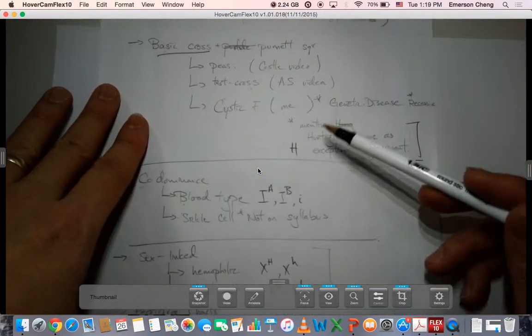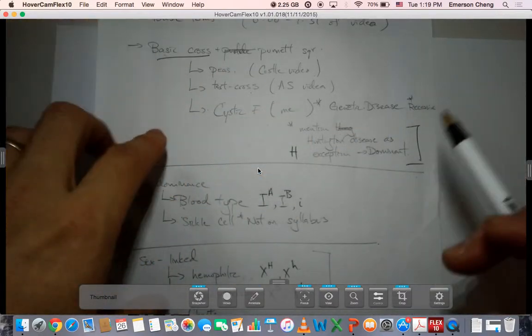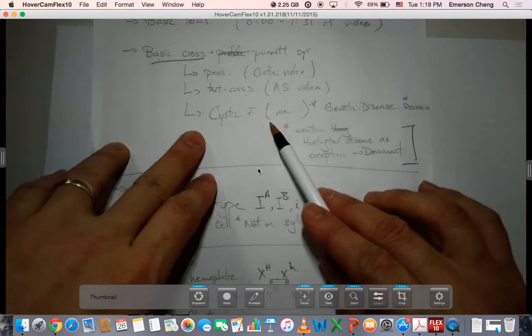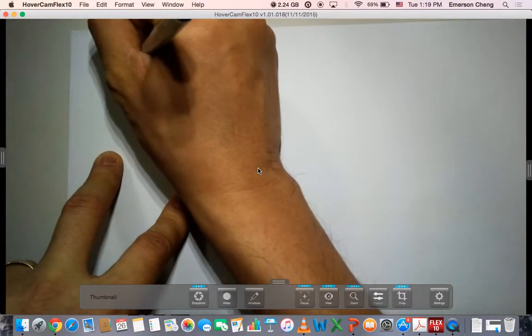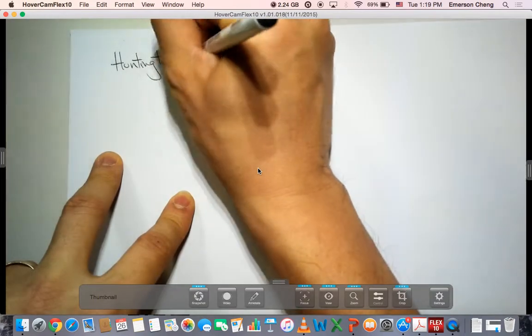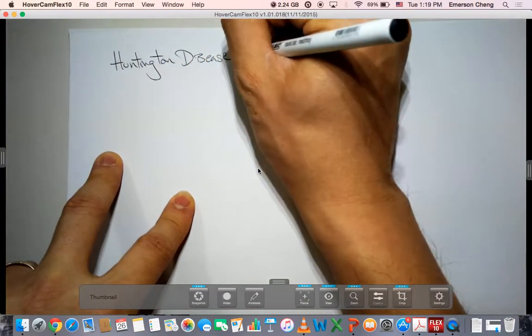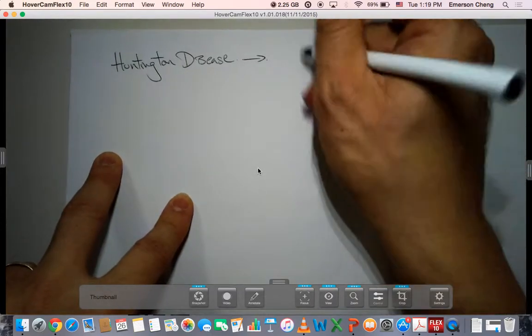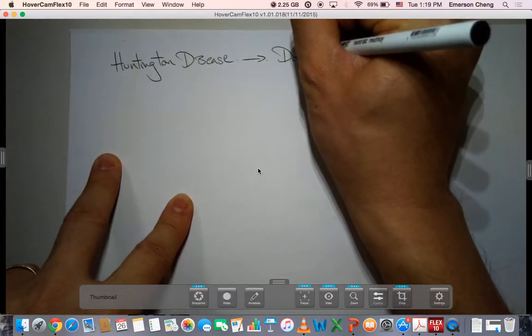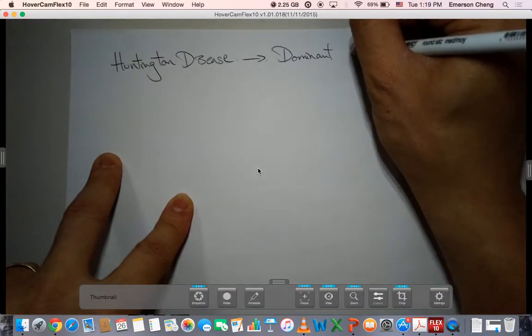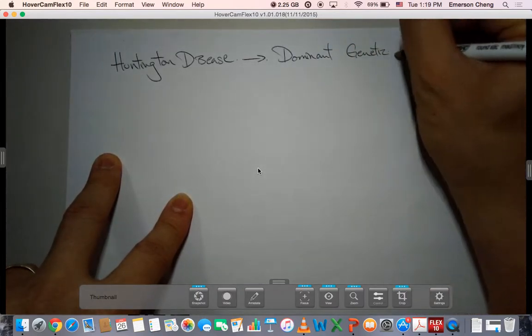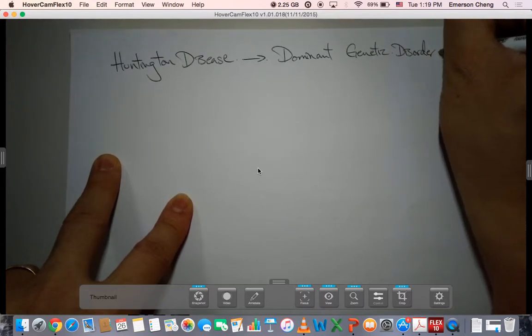Now, most of these genetic diseases or genetic conditions are recessive traits. Okay, most of them are recessive traits, like cystic fibrosis. But there is an example of a dominant type of genetic disease, Huntington disease. Huntington disease is pretty much the only big example that you need to know for your syllabus, that it is a dominant genetic disorder or disease. Well, disorder. Let's just call it disorder.